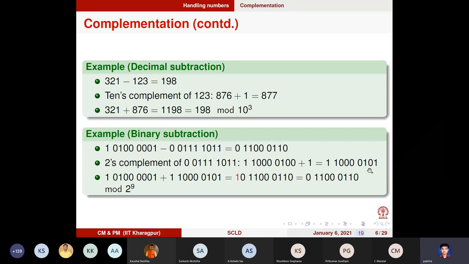Okay, so I now just add the 2's complement to the first number. I add the 2's complement to the first number, and I get this number. And this number, if you take mod 2 to the power 9, you will get this, which again you can check is the answer.